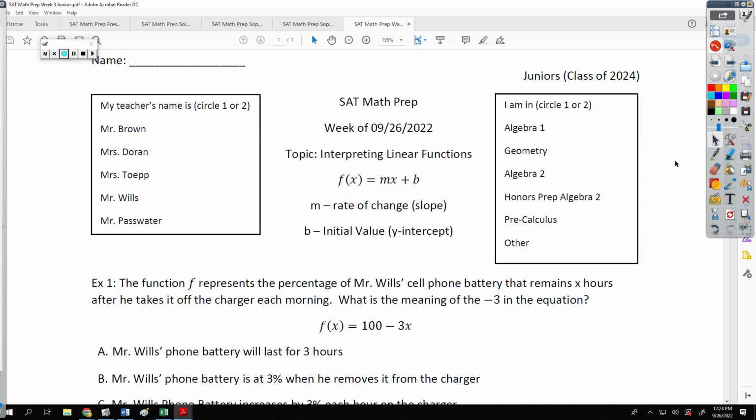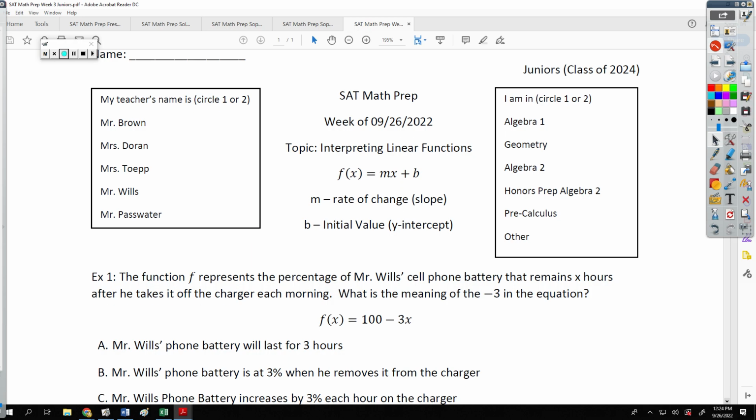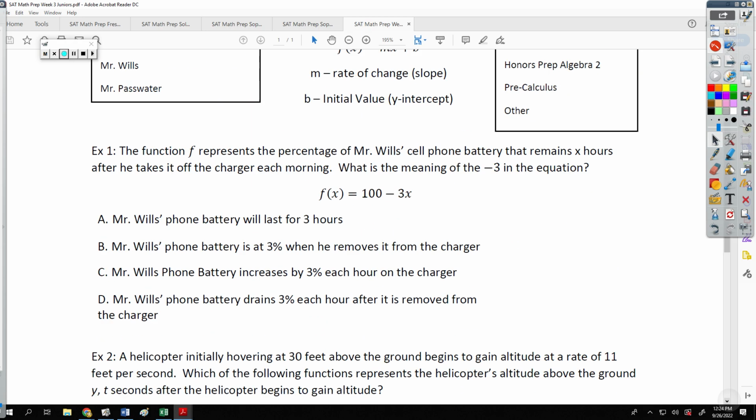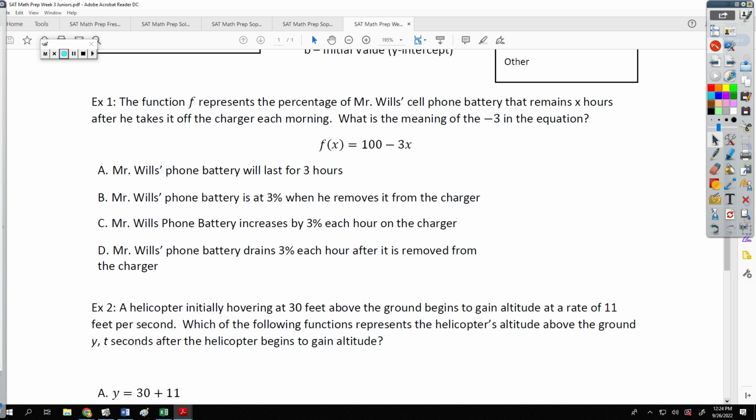So starting with example 1, it says the function f, representing the percentage of Mr. Wills' cell phone battery that remains x hours after he takes it off the charger each morning, is shown. What is the meaning of the -3 in the equation?